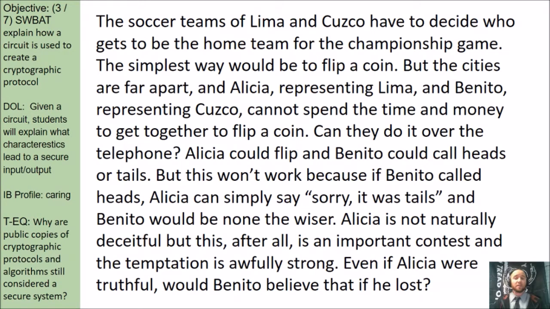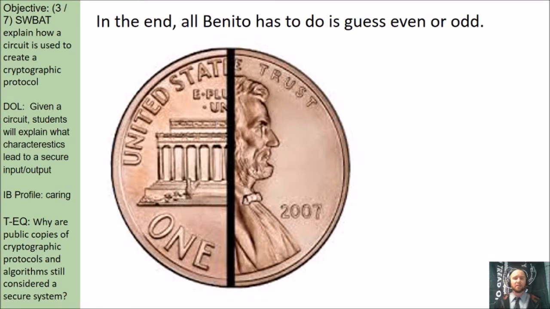Alicia could flip and Benito could call heads or tails, but this won't work because if Benito calls heads, Alicia can simply say, sorry, it was tails. She could lie, and Benito would be none the wiser. Alicia is not naturally deceitful, but this, after all, is an important contest, and the temptation is awfully strong. In the end, all Benito has to do is guess even or odd.